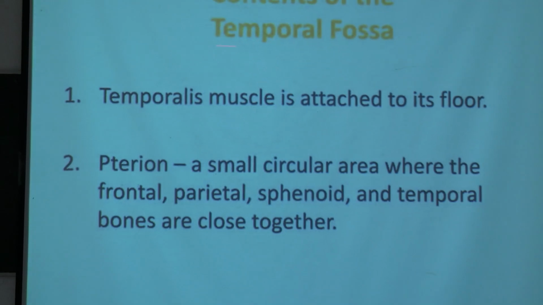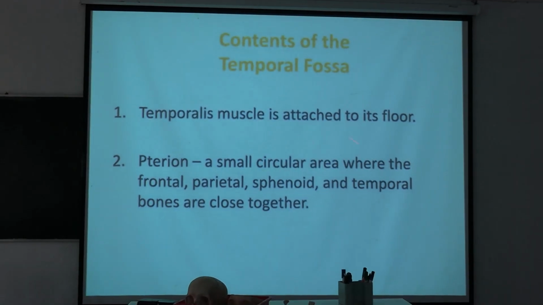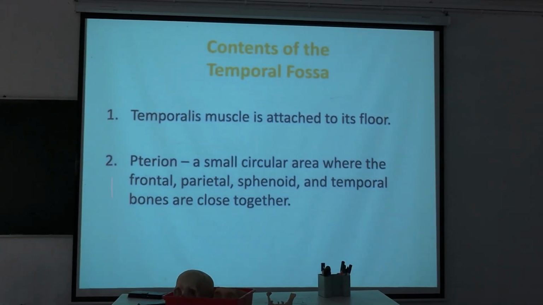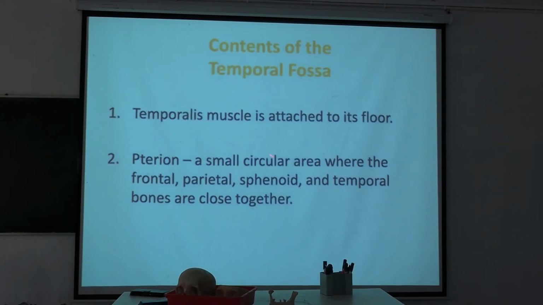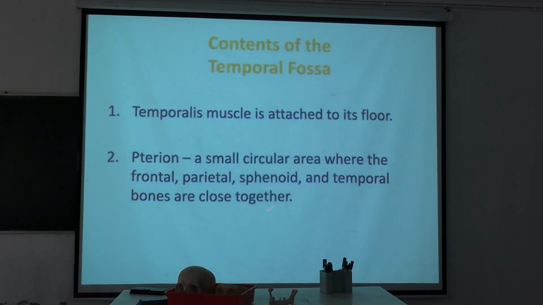Next, the contents of the temporal fossa: the temporalis muscle is attached to its floor, and the pterion. The pterion is a small circular area where the frontal, parietal, sphenoid, and temporal bones come close together.